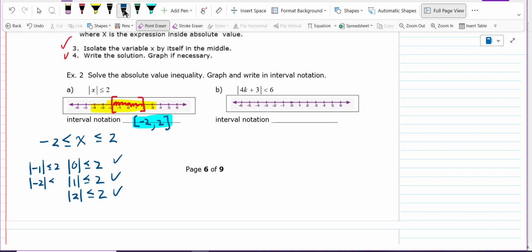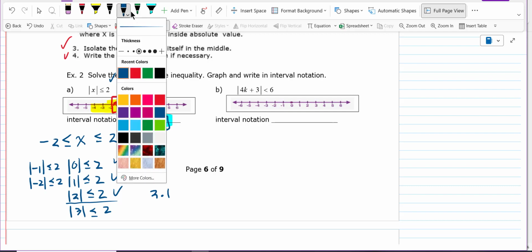until you get past the 2. Once you get past that and get into 3, any number bigger than 2, including something like 2.1, well, it quits working. So you're going to find that the solution is going to fall between this number 2 and the opposite of that number, -2.